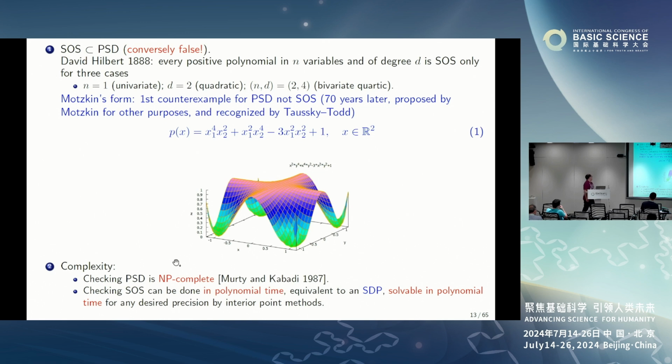And about the complexity, we find that checking a PSD non-negative polynomial is NP-hard. There exist examples for which checking that a polynomial is non-negative is NP-hard. But sum of squares is something very beautiful because it can be checked in polynomial time by solving an SDP, in some interpolation method.